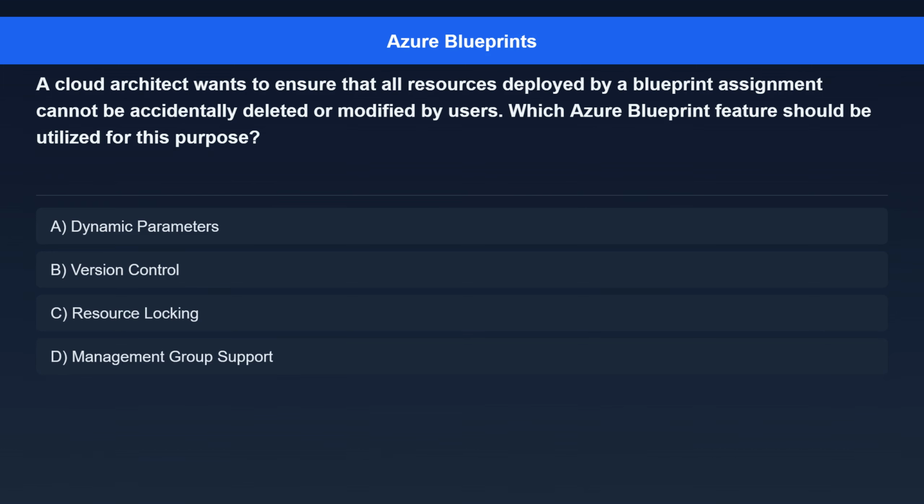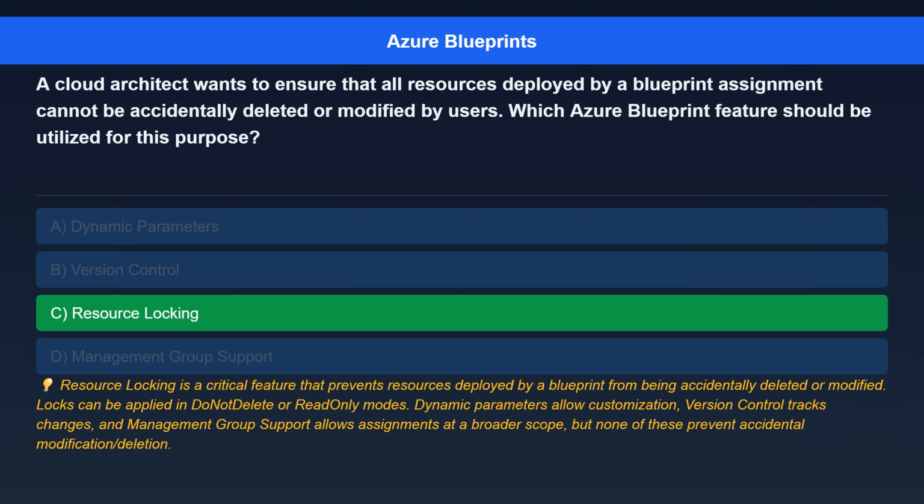Question 8. A cloud architect wants to ensure that all resources deployed by a blueprint assignment cannot be accidentally deleted or modified by users. Which Azure Blueprint feature should be utilized for this purpose? Option A. Dynamic parameters. Option B. Version control. Option C. Resource locking. Option D. Management group support. The correct answer is resource locking.